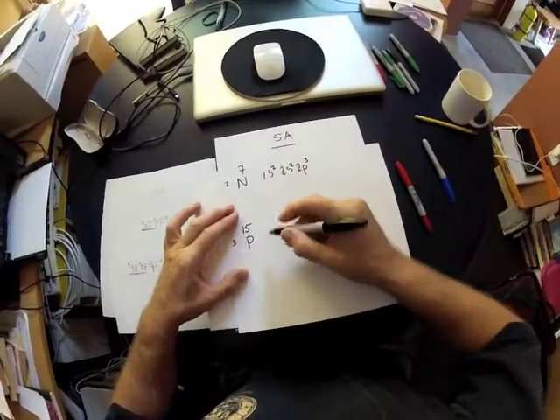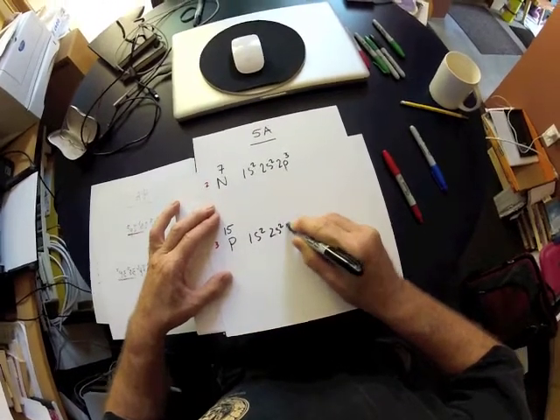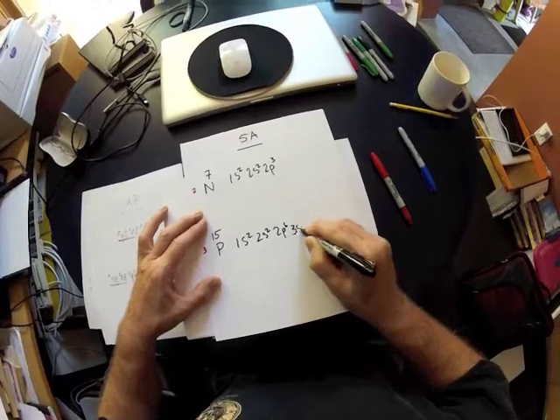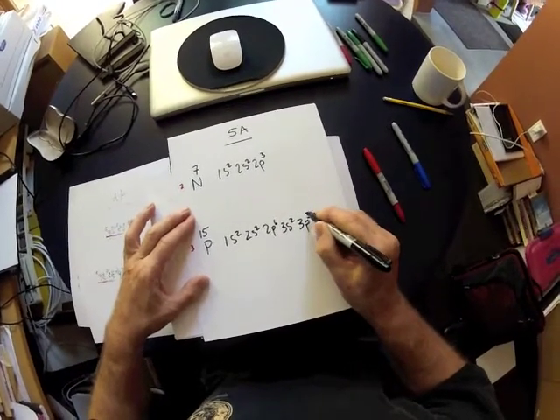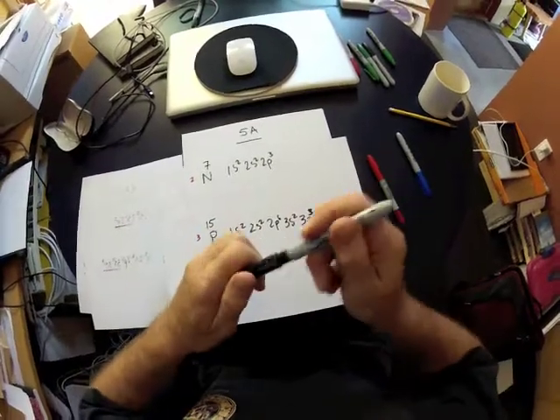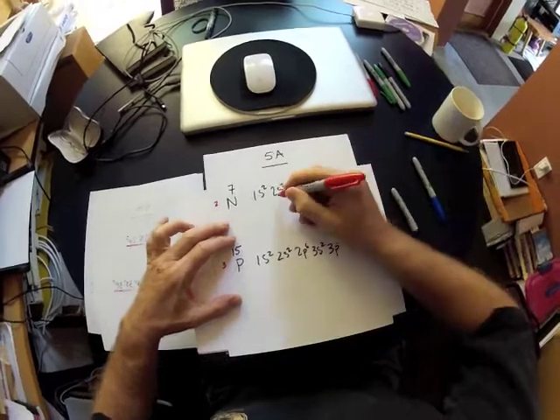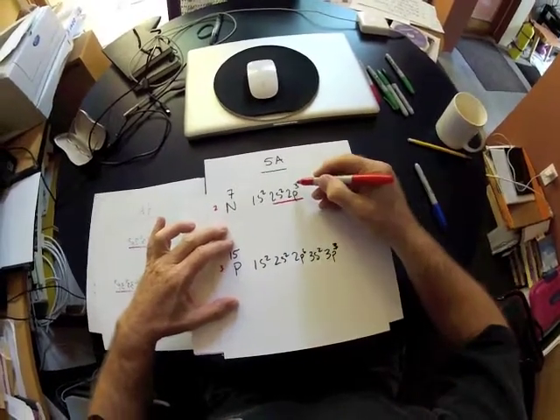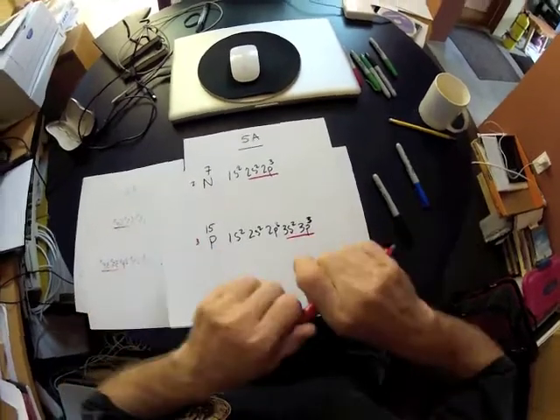All right, for phosphorus, the configuration will be 1s2, 2s2, 2p6, 3s2, and 3p3. Almost made a mistake, 3p3. All right, now let's look at our outer valence. For nitrogen, it's 2s2, 2p3, total of 5. And for phosphorus, it's 3s2, 3p3.